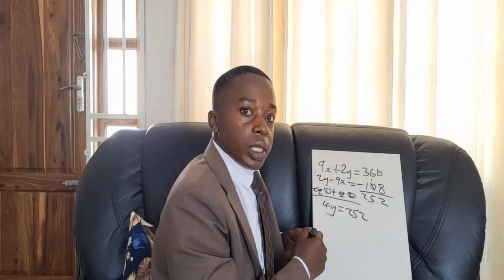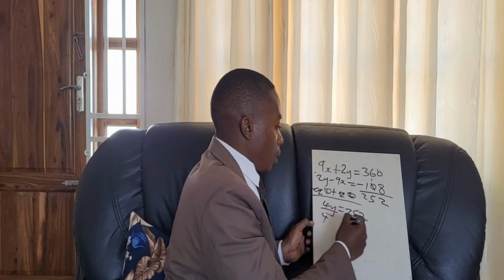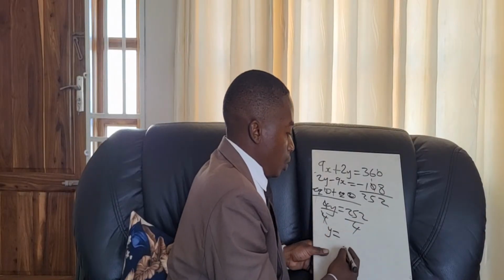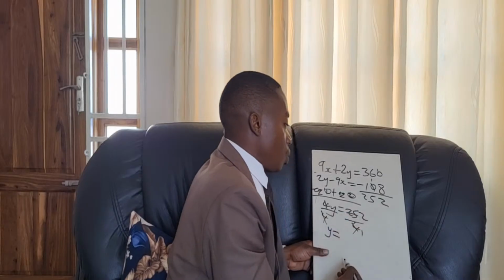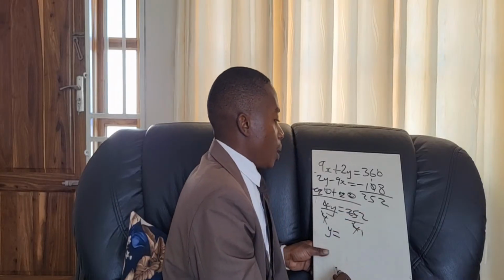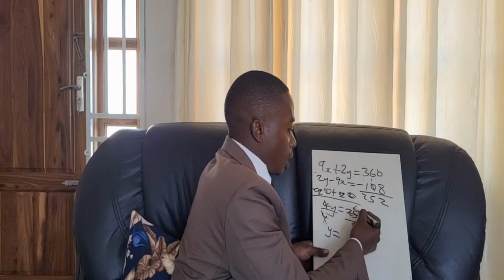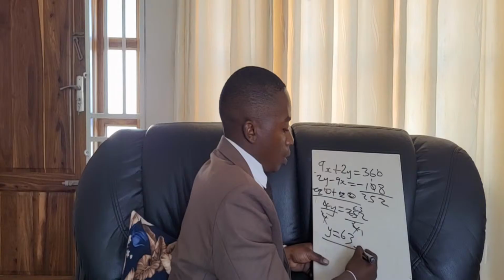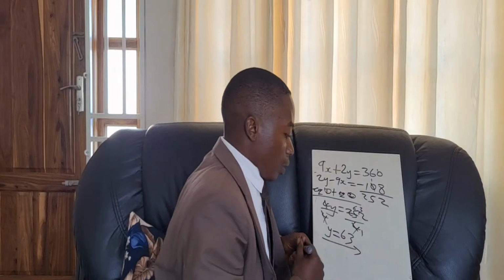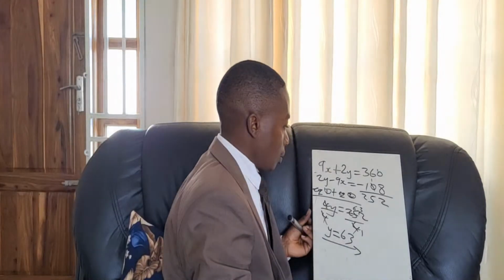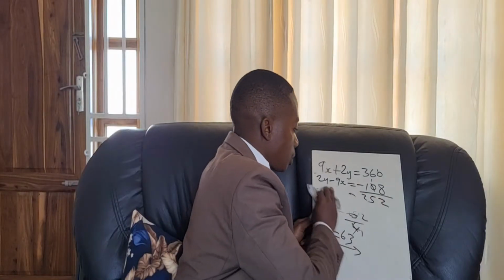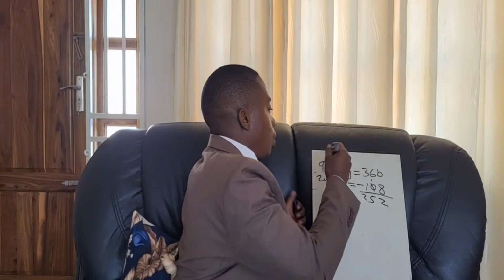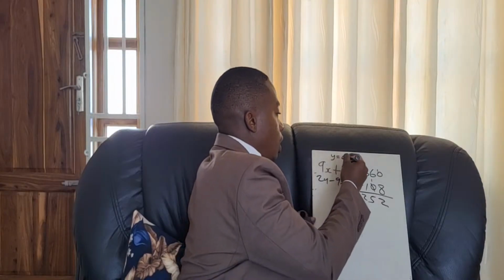So we divide both sides by what? By 4. And here by 4. This cancels out that. So y is equal to 252 divided by 4. 4 into 25, 6 and so on. So y is equal to 63. Right? So now for the x, y equals 63.